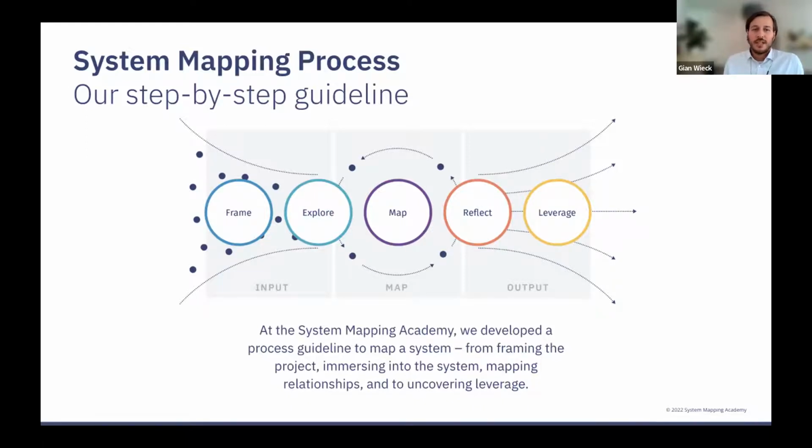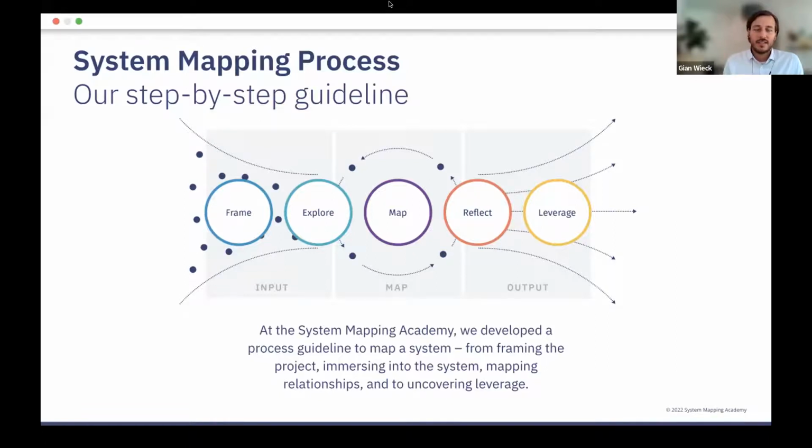And so we have, especially in the beginning, collecting the input. So framing the question, what do we want to find out, and then starting to explore what's actually within the system. Obviously starting to map, so seeing how the different parts are connected. We want to reflect, which also includes the analysis of the map and making it more robust. And in the end, finding leverage. So what are the points in the system where we could tweak it for more positive change?